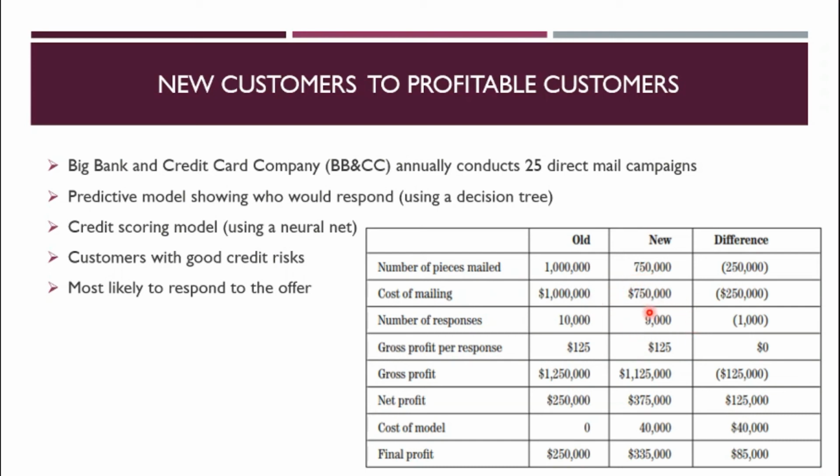The number of responses obviously was lower. Since the number of people mailed was less, the response was less, thus their gross profit was less. However, their net profit increased because the people who were responding were good credit risks and would pay on time. Even though they incurred a cost of $40,000 on these two models, their net profit was still $85,000 higher compared to the older system. So you can see how data mining can be used to predict your customers' behavior, to retain your customers, or to transform your original customers into profitable customers.